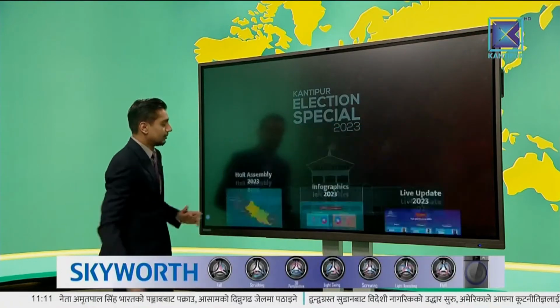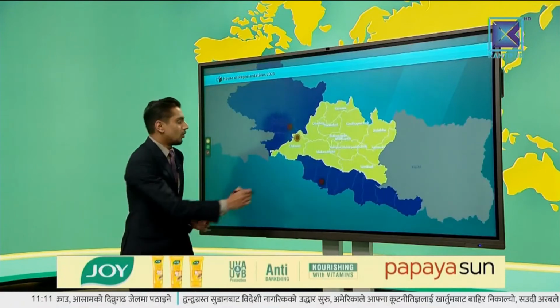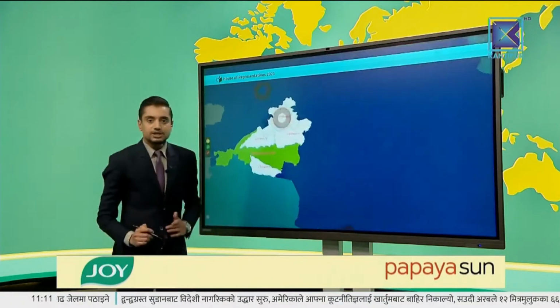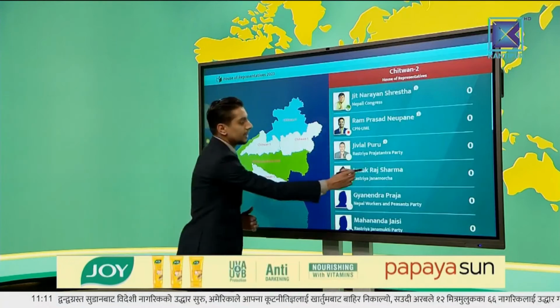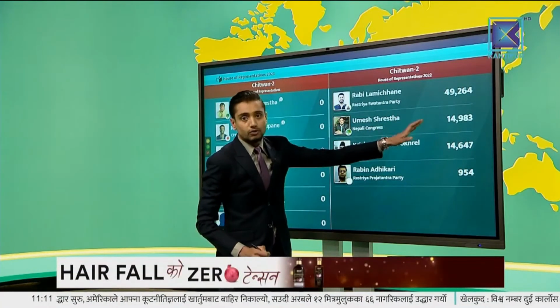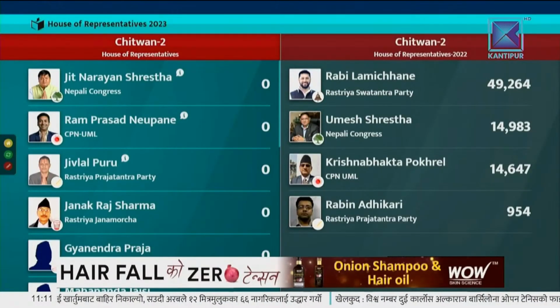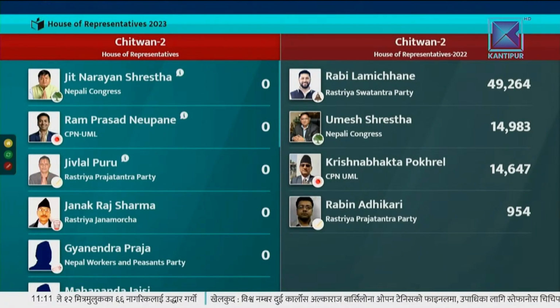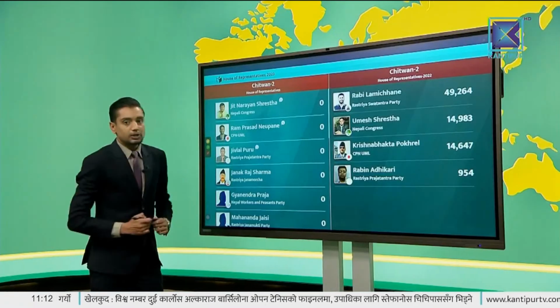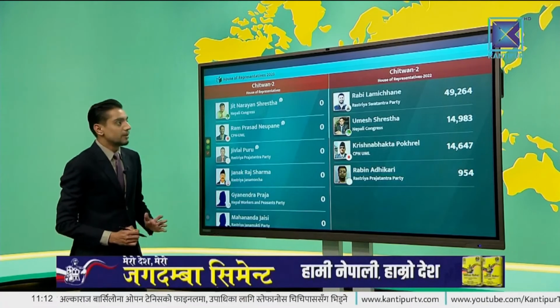Now from Gandaki, Tanahu, we move on to the Chitwan electoral constituency of the chairperson of Rashtriya Swatantra Party, who had won the election with a massive margin in the November 10 elections. It was more than threefold between Ravi Lamichhane and his nearest competitor, Umesh Shrestha. This time, again, there's a candidate from Nepali Congress, Jit Narayan Shrestha, followed by CPN-UML's Ram Prasad Neupane.